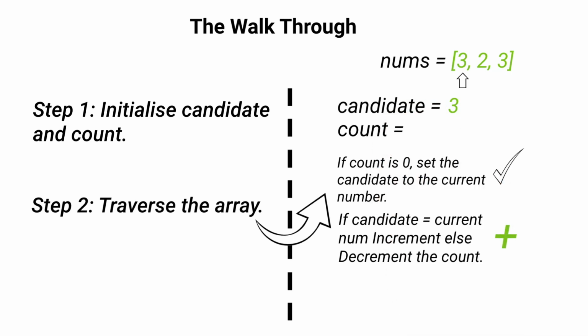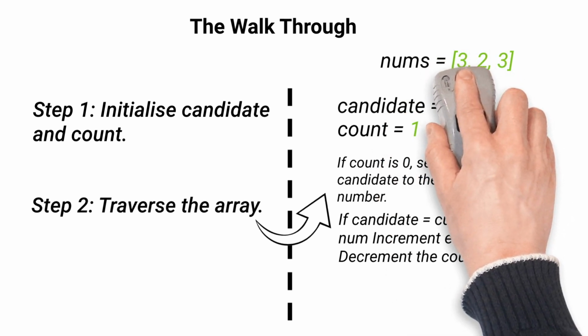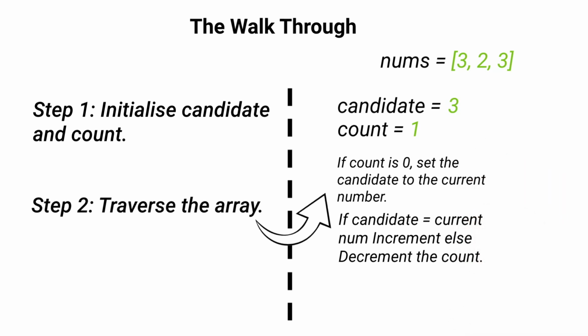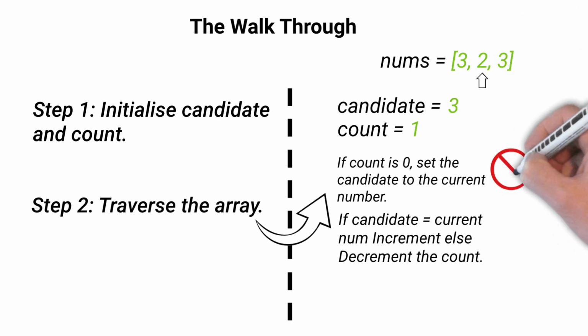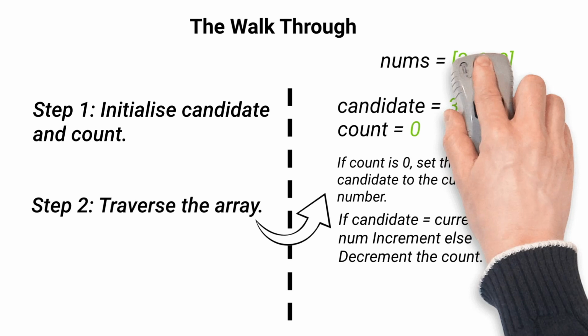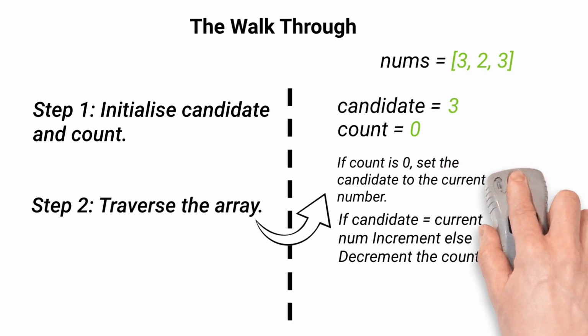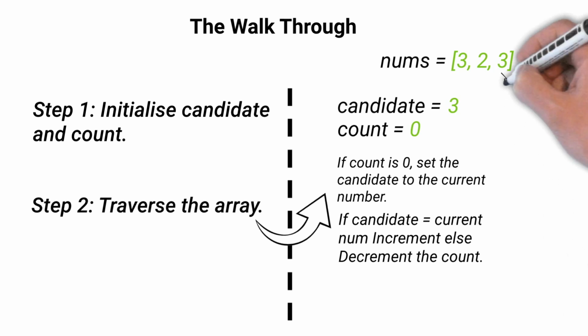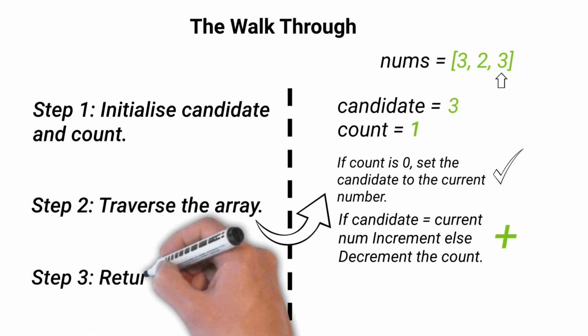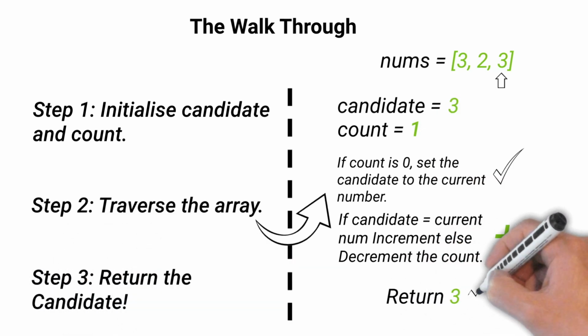Then we go to the next item in the array, which is 2. The count is not 0, so we do nothing there. And the candidate does not equal the current number, so we need to decrement the count and set that equal to 0. Go to number 3. The count is 0, so we set the candidate equal to 3. It already is 3. And the candidate is equal to the current number, so we increment count and set it equal to 1. So step 3, we return the candidate, which is 3.